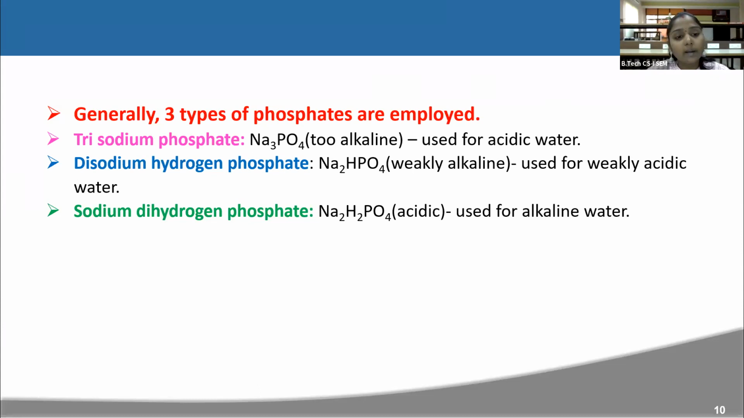And next one is disodium hydrogen phosphate. Di means here 2 moles of sodium. Okay. So Na2HPO4 is disodium hydrogen phosphate. It is weakly alkaline, so we have to add it in weakly acidic water. And next one is sodium dihydrogen phosphate. This sodium dihydrogen phosphate is very acidic in nature. So that's why we have to add it into the alkaline water.